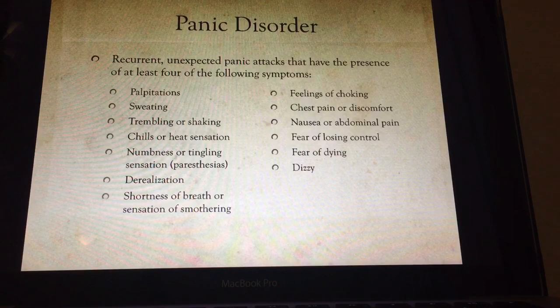panic disorder. This is recurrent, unexpected panic attacks that have the presence of at least 4 of the following symptoms. These symptoms happen during the panic attack and are what will specify it being an actual panic disorder or a panic attack. They are palpitations, sweating, trembling or shaking, chills or heat sensation, numbness or tingling, derealization, shortness of breath or sensation of smothering, feelings of choking, chest pain or discomfort, nausea or abdominal pain, fear of losing control, fear of dying, and dizziness.